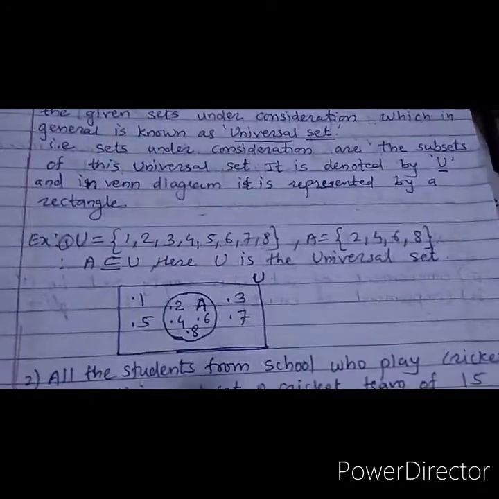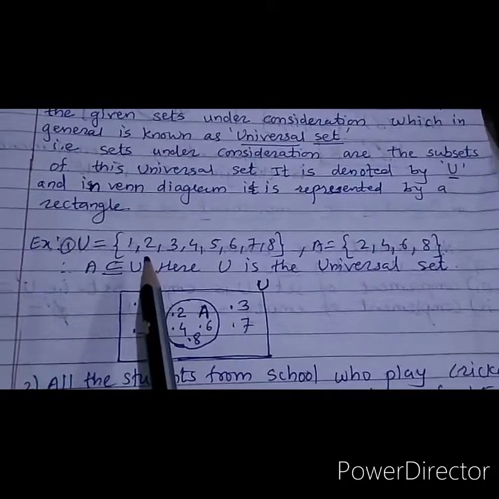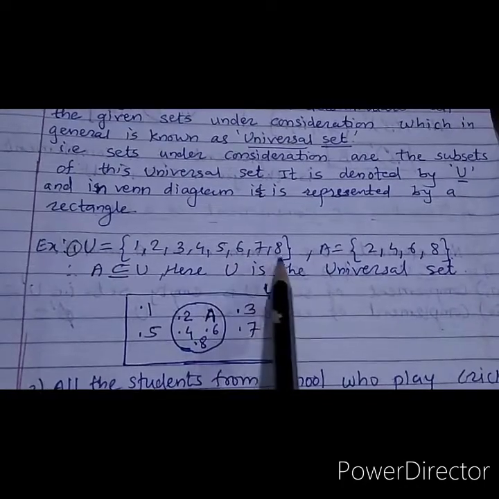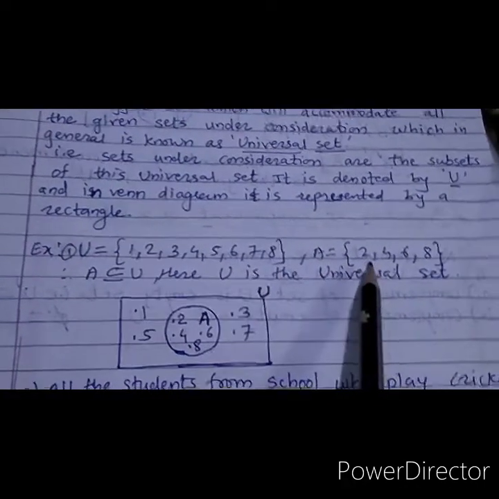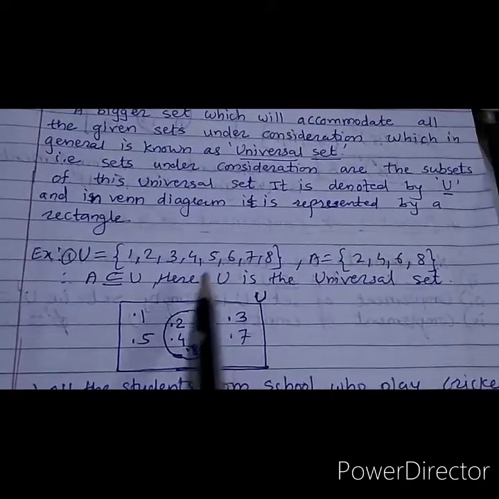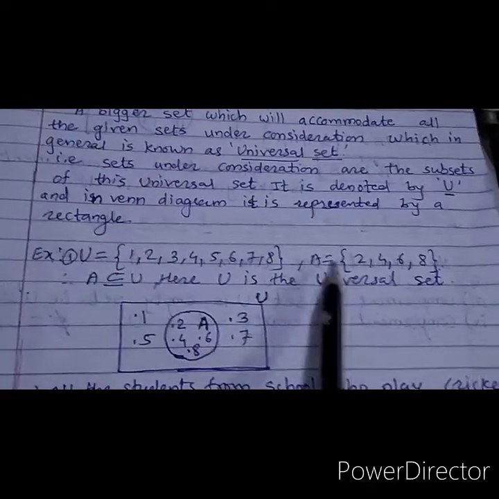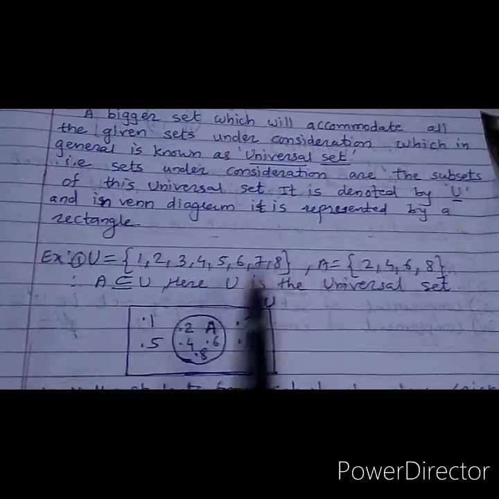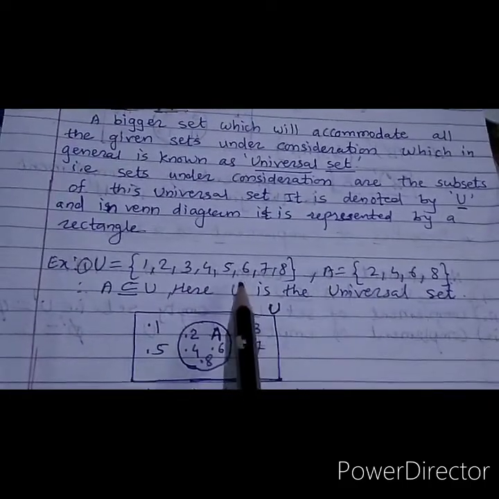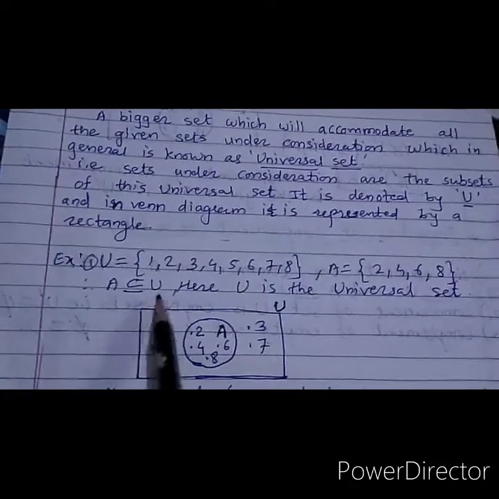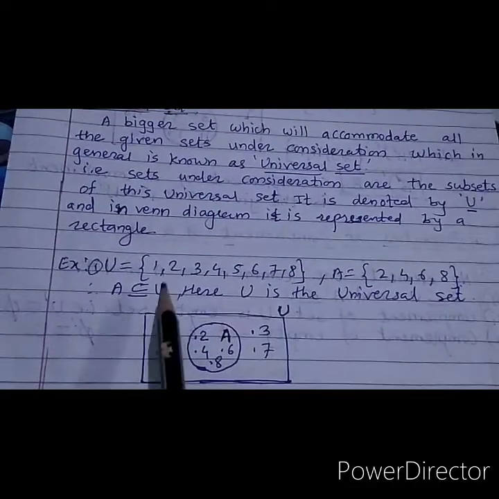Let us see an example. U is the universal set. Elements of U are 1, 2, 3, 4, 5, 6, 7, 8. Now set A is given, {2, 4, 6, 8}. See, 2, 4, 6, 8 of the set A are in set U. All the elements of set A are in set U. But all the elements of set U are not in set A. Therefore, we can say that U is a universal set, and we can say that A is a subset of U.